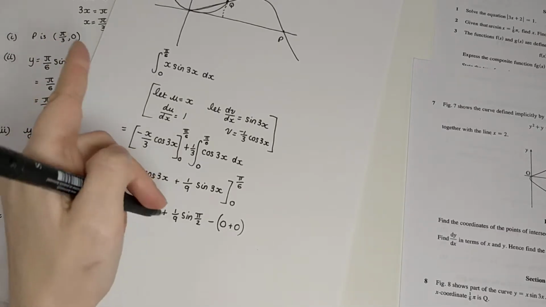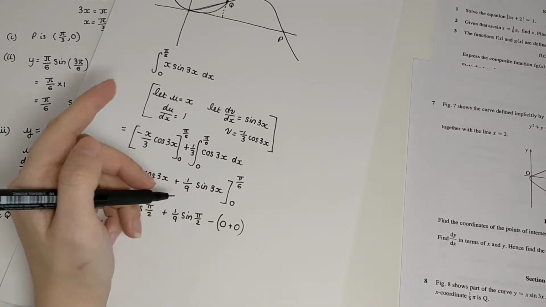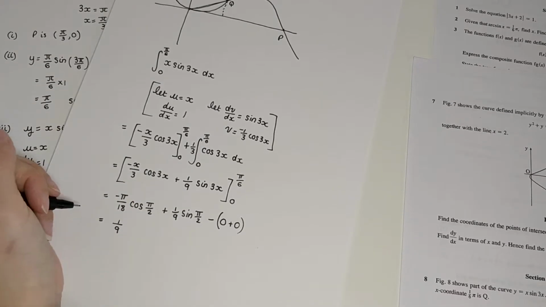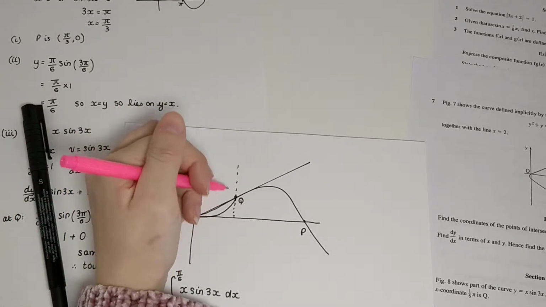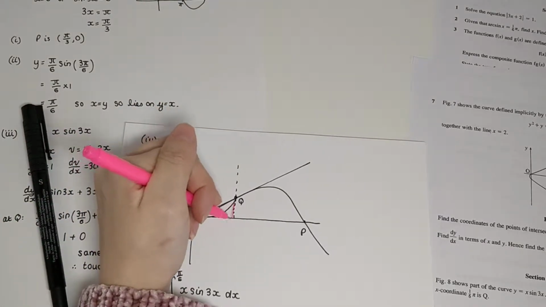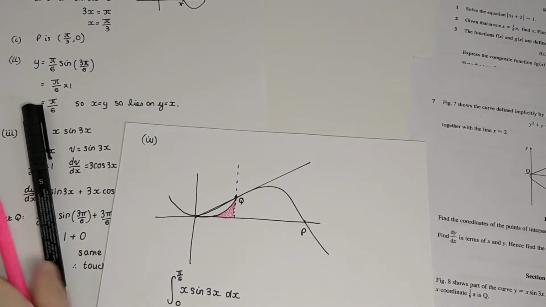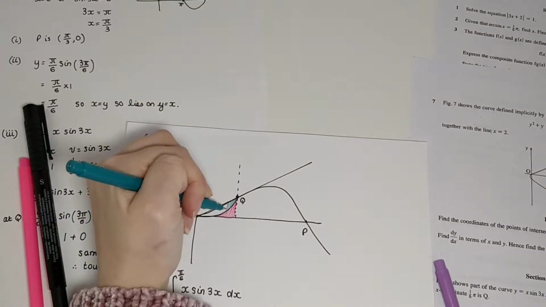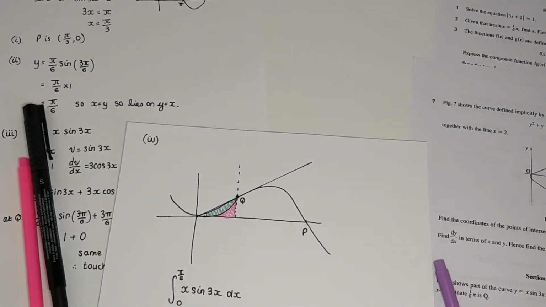So what's cos of pi over 2? It's 0. And sine of pi over 2 is 1, so that's just a ninth. Very nice. Okay, but that's the triangle. Not, sorry, what am I talking about? That's not a triangle. That's this thing. But what I actually wanted was this bit, the area between the curve and the line. So I'm going to have to find the area of this triangle and then subtract the pink bit.